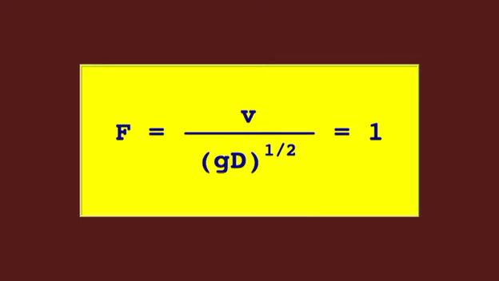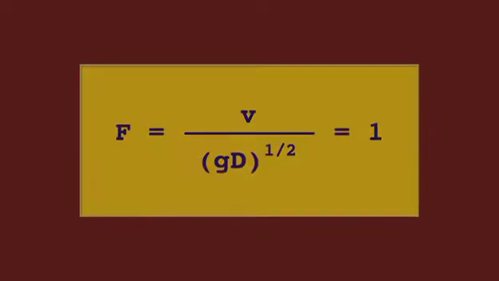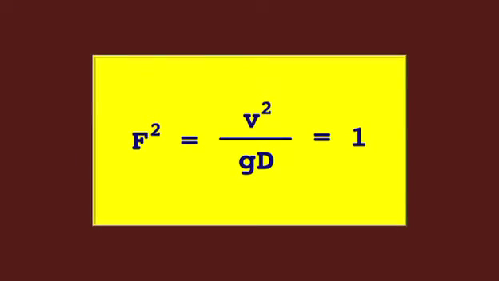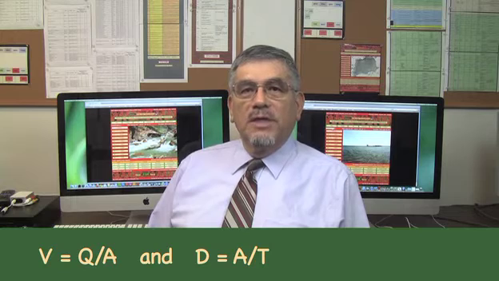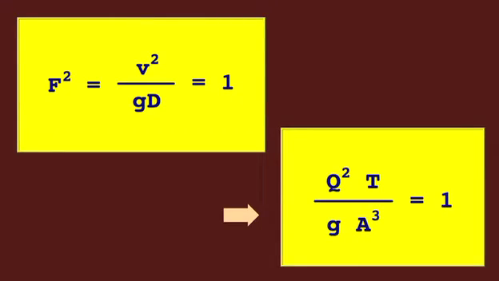Under critical flow, the Froude number is equal to 1. For computational convenience, we square the Froude number. From continuity, V is equal to Q over A, and hydraulic depth D is equal to A over T. This equation can be expressed as follows.